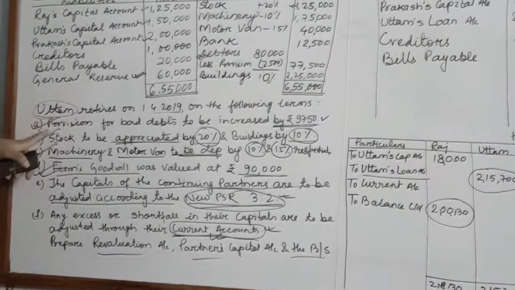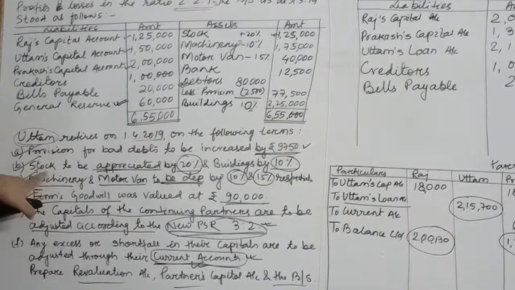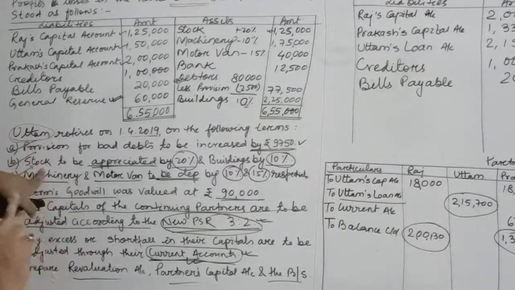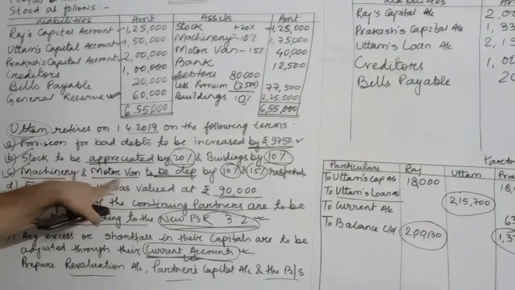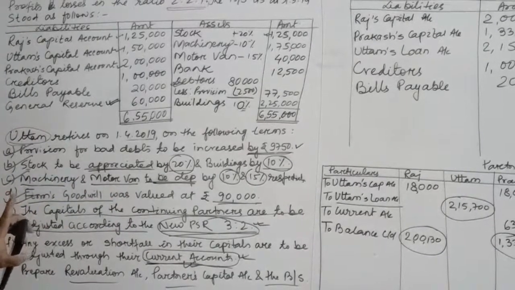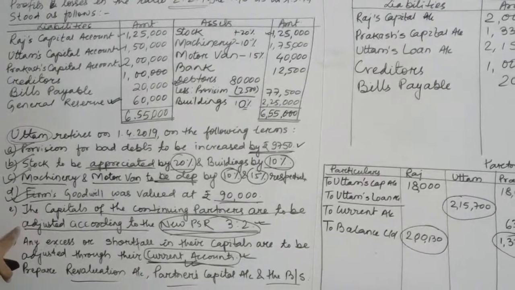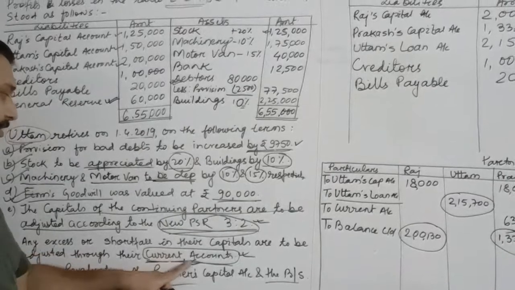If we check the adjustments, first adjustment, provision we have adjusted in the new balance sheet, stock we have increased, building we have increased, machinery we have reduced, motor van we have reduced, goodwill of the firm does not go in the new balance sheet, capital accounts have been adjusted, excess and shortfall to be adjusted to the current account.